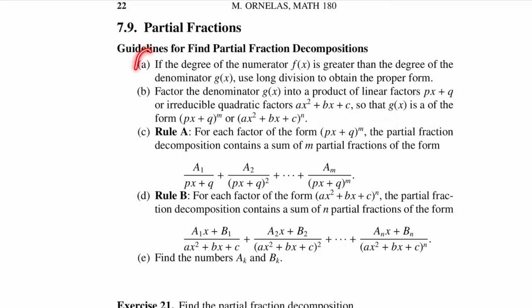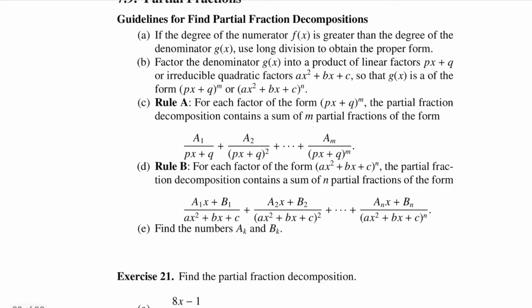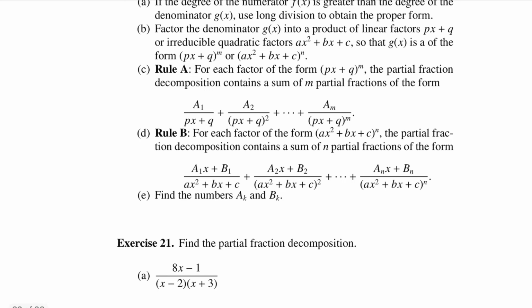So there are different cases, that's why you see all these different cases here. But in general, if the denominator is linear, then the numerator has to be constant. If the denominator is a quadratic, then the numerator will be linear. So that's just the general rule of thumb. Linear denominator means constant numerator. Quadratic denominator means linear numerator.